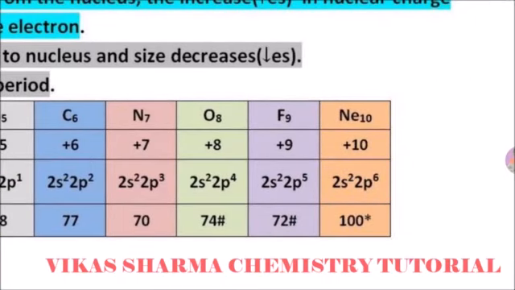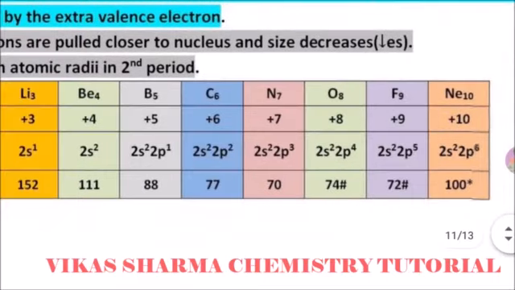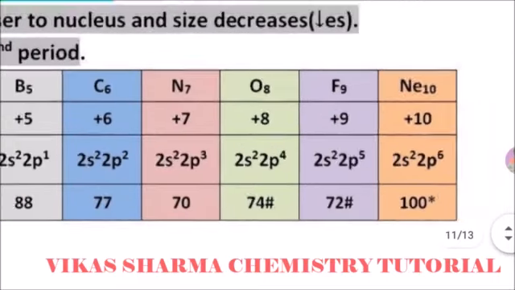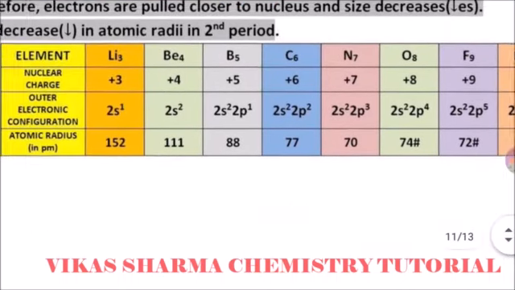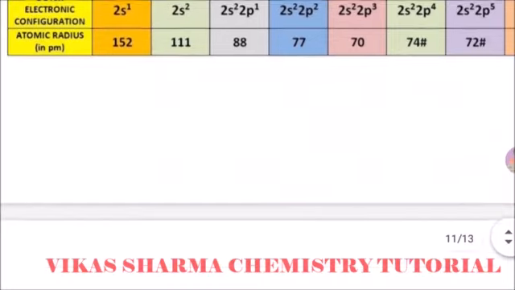Nitrogen, with configuration 2s2 2p3, has size 70. Oxygen 2s2 2p4 has size 74. 2s2 2p5 is the configuration of the fluorine atom, and its size is 72. Neon is 2s2 2p6, and its size is 100. So you have seen some irregularities in the case of oxygen, fluorine and neon. We can easily explain the reason.